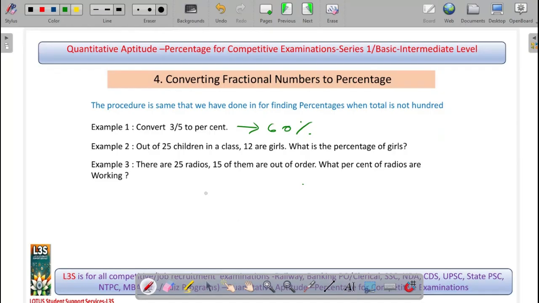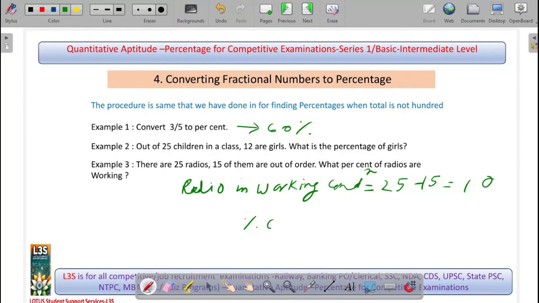Example 3. There are 25 radios. 15 of them are out of order. What percent of the radios are working? So 15 are out of order. So radios in working condition is equal to 25 minus 15, that is 10.